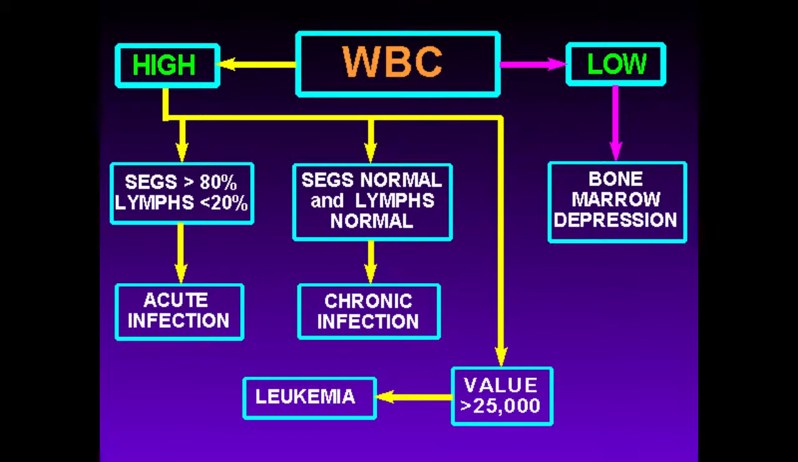An elevated white count means one of 2 things. There's an infection, or they have a myeloproliferative disorder, probably leukemia. Here's a pretty good rule of thumb. If the SEGs are high and the lymphs are low, the infection is acute. In a chronic infection, the SEGs and lymphs are essentially normal. Factually, there is only one reason why the white count drops, and that's bone marrow depression.